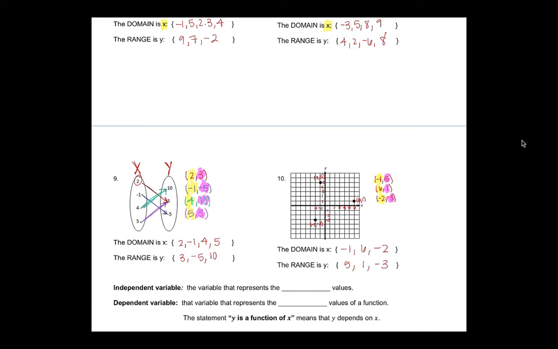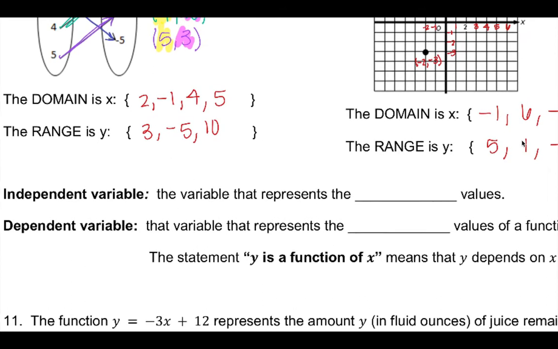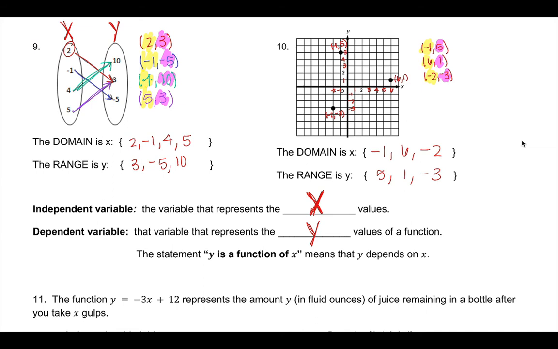Now there's more words for domain and range, x and y. It's great in math. We have so many different words for the same exact thing. So independent variable. This variable represents the x value. Independent. He's by himself. He does not depend on anybody. The dependent, the variable that represents the y value. And this value, the y value, is dependent on what the x value is.